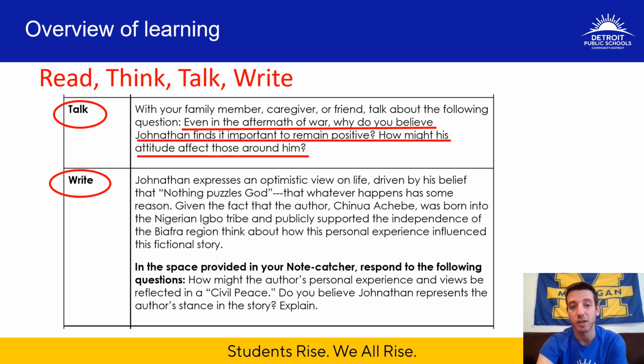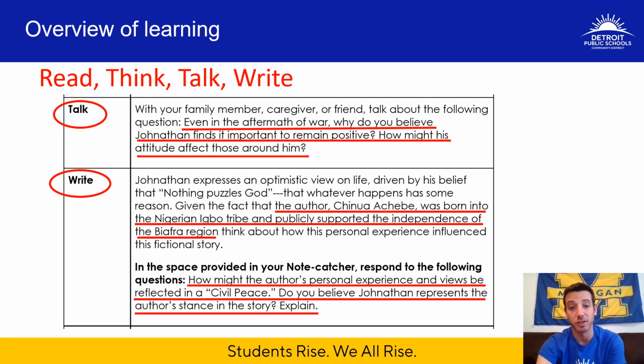Now for the writing section today, you got to think about our author. So our author, Chinua Achebe, was born into the Nigerian Igbo tribe and publicly supported the independence of the Biafra region. Then you have to answer this question. How might the author's personal experience and views be reflected in Civil Peace? Do you believe Jonathan represents the author's stance in the story explained?